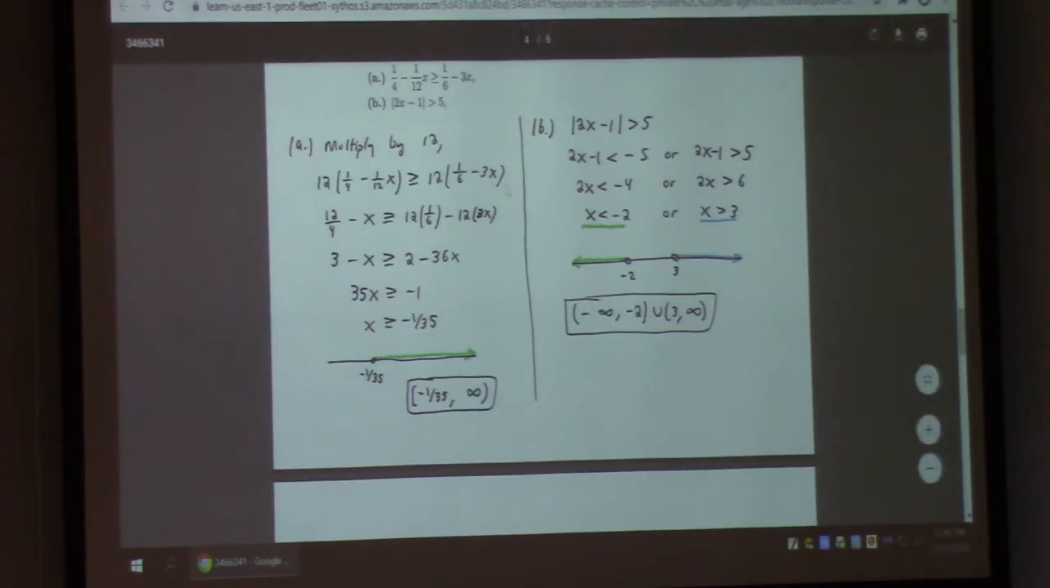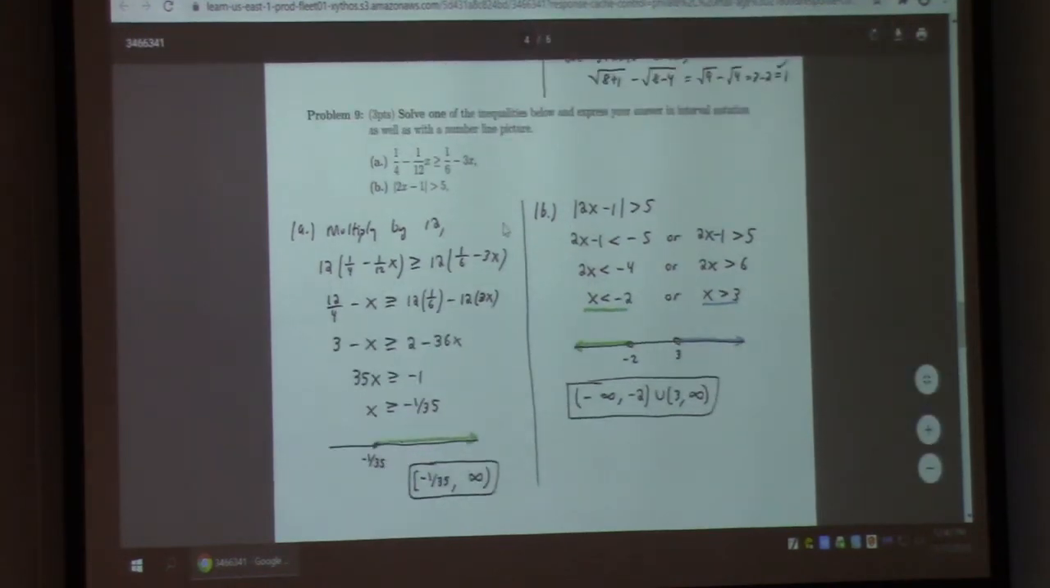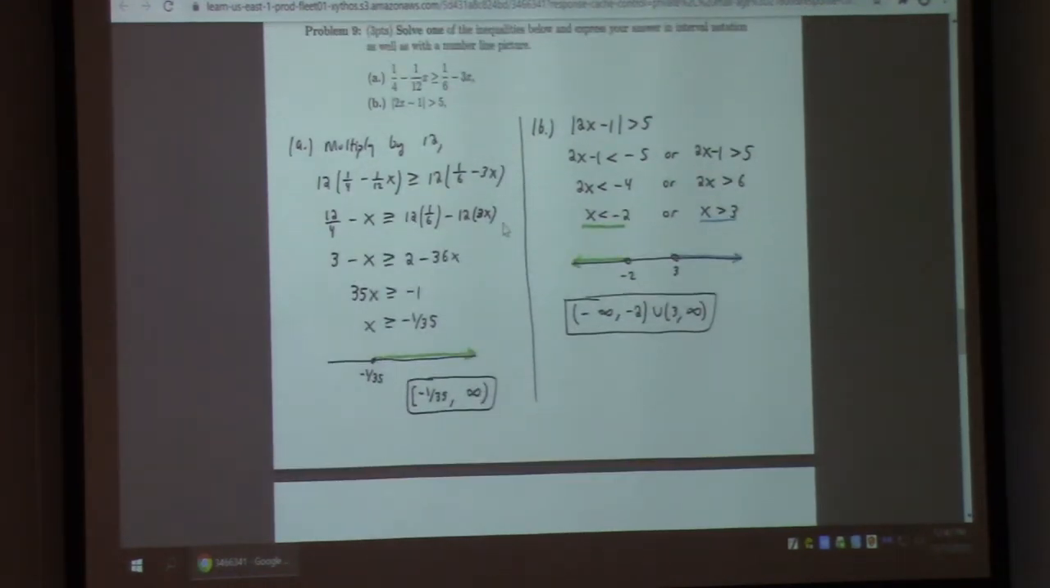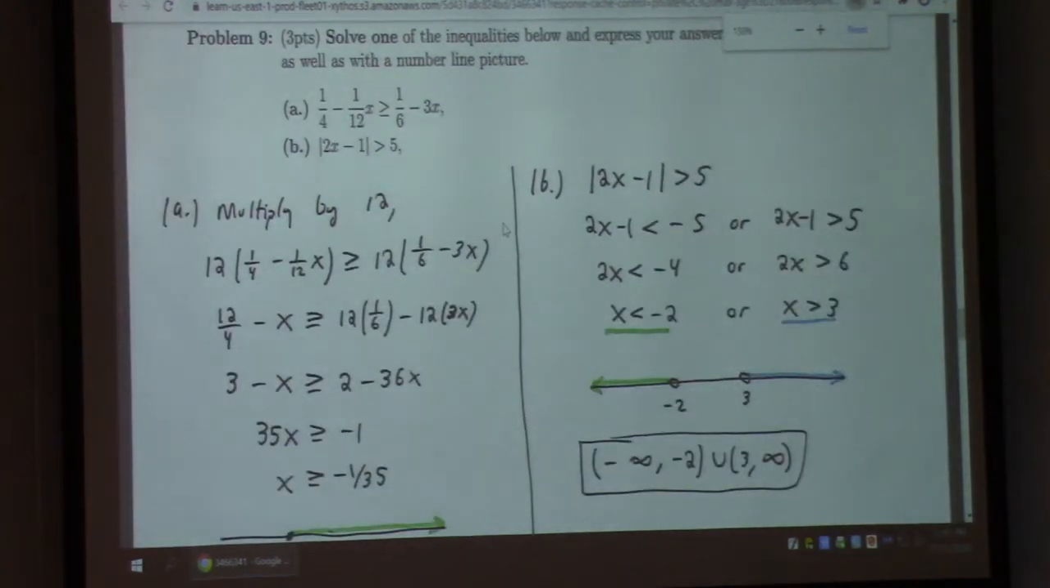Here we go. Part B, right here on problem 9, part B, quiz 1. This is an illustration of the greater than problem. If I have absolute value greater than 5, then I have to look at it as either less than minus 5 or greater than 5. And so in this case, it gives me x less than minus 2 or x greater than 3. And so the solution is two disjoint intervals, which we must glue together with the union, like so.